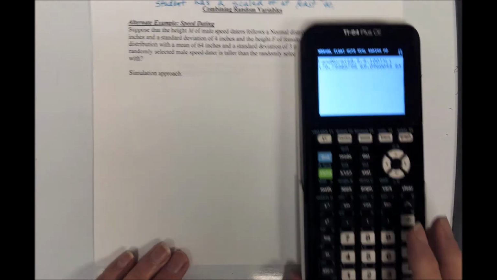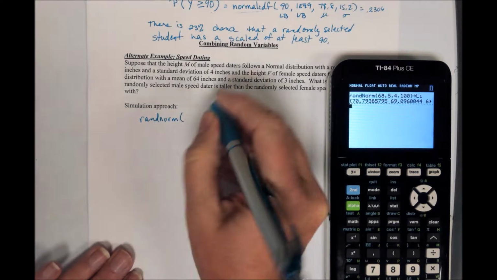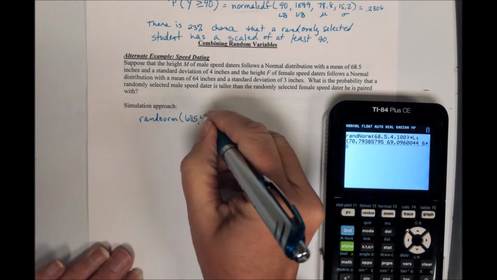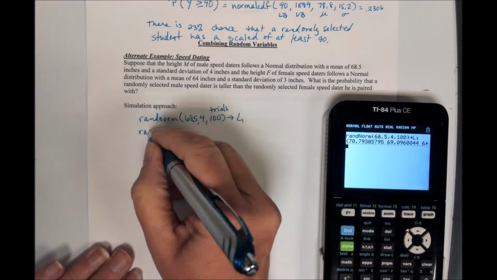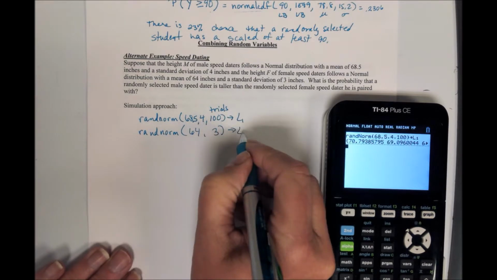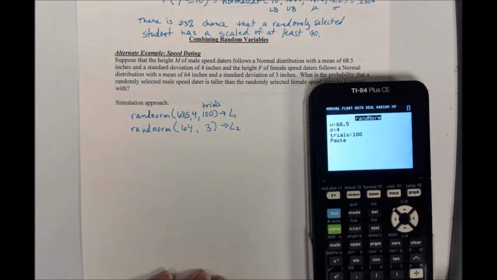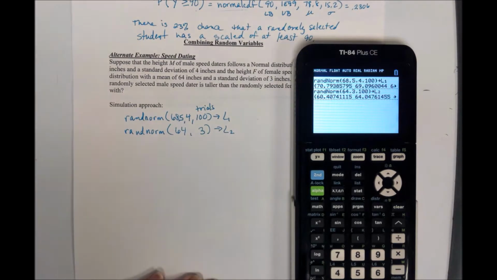And then I'm going to do the same thing with the females. So random normal, and I put in 68.5, 4 for the males, then I did 100 trials and stored that into list 1. Now I'm going to do the same thing with the females. The females was 64 and 3, and I'm going to store that into list 2. So again, math, probability, number 6. This is going to change to 64 and 3, and again I'm going to do 100 trials. And I'm going to store it into list 2. You can just see the little thing turning up there, so it's thinking till it finishes.